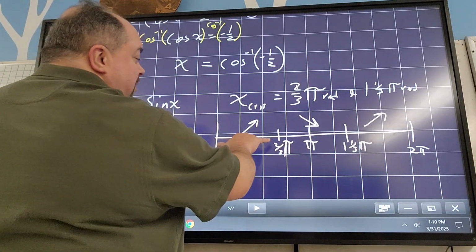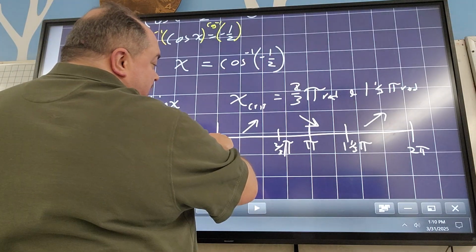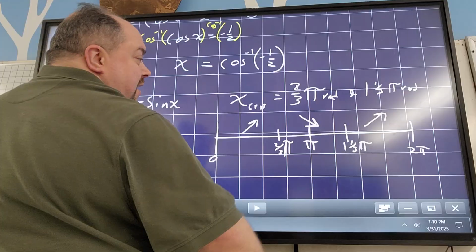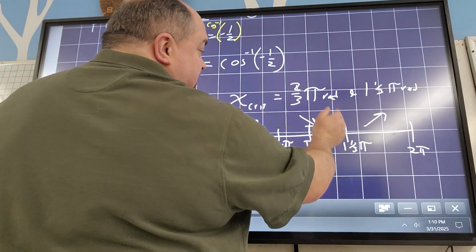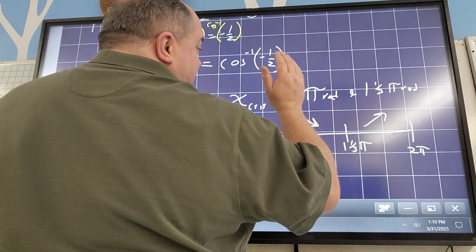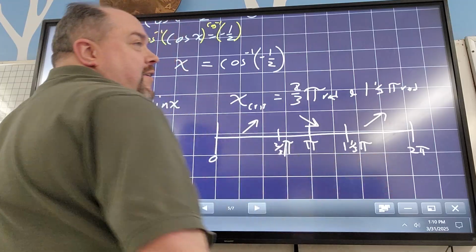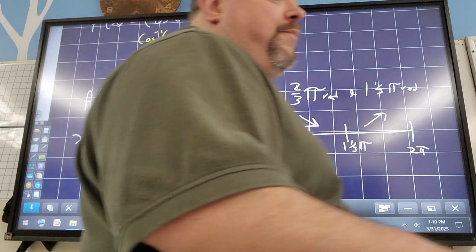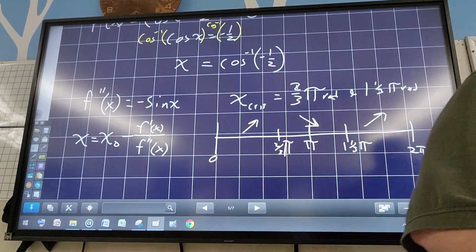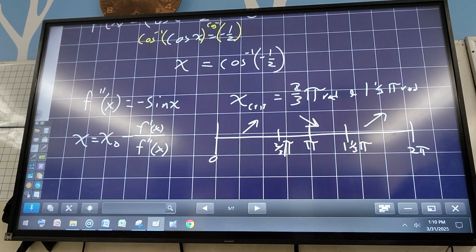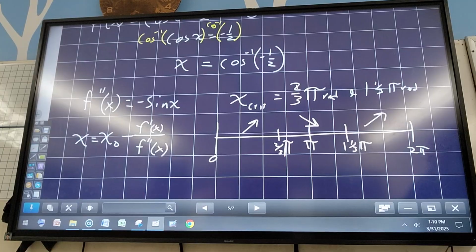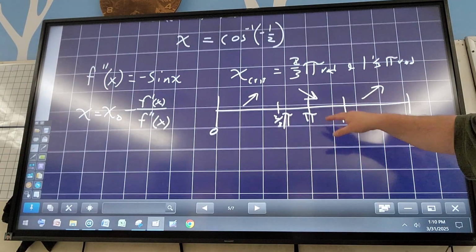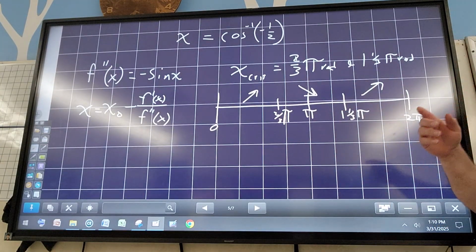But yeah, so now you know that it's ascending between 0 and 2/3 pi, descending between 2/3 pi and 1 1/3 pi, and ascending between 1 1/3 pi and 2 pi. Wow. So that's the actual answer to this problem. The only question then is, how do you write that? Just write it out. You can write a lot of words.